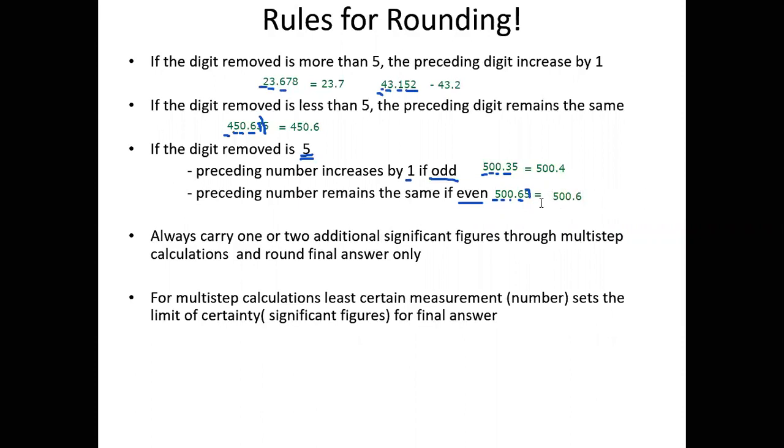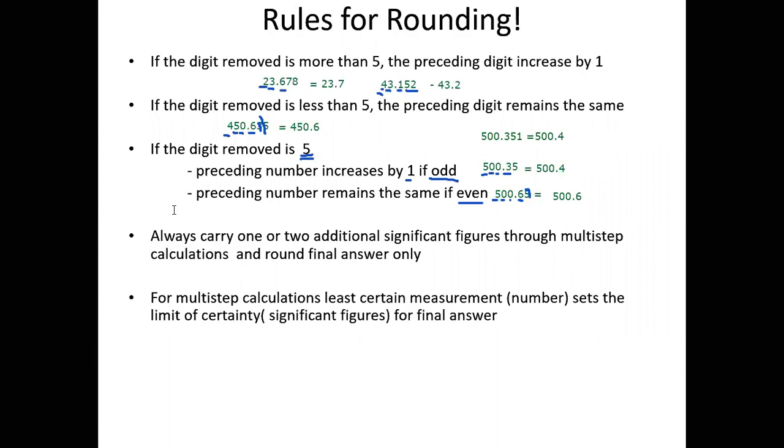Now again, it has to be exactly 5. So if we take the first number that I wrote, 500.35, and instead of 0.35 I say 351, well now this is not exactly 5. This is greater than 5, so we would round up. So this would be 500.4. So again, it has to be exactly 5 for this rule to apply.